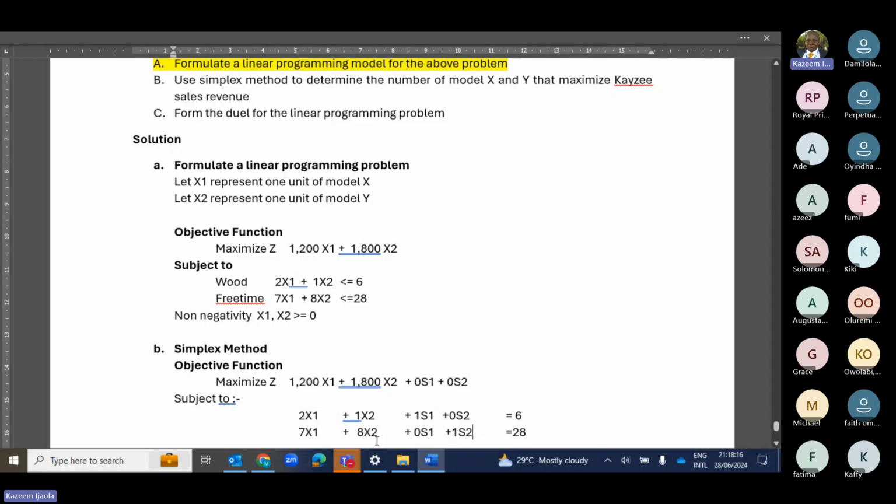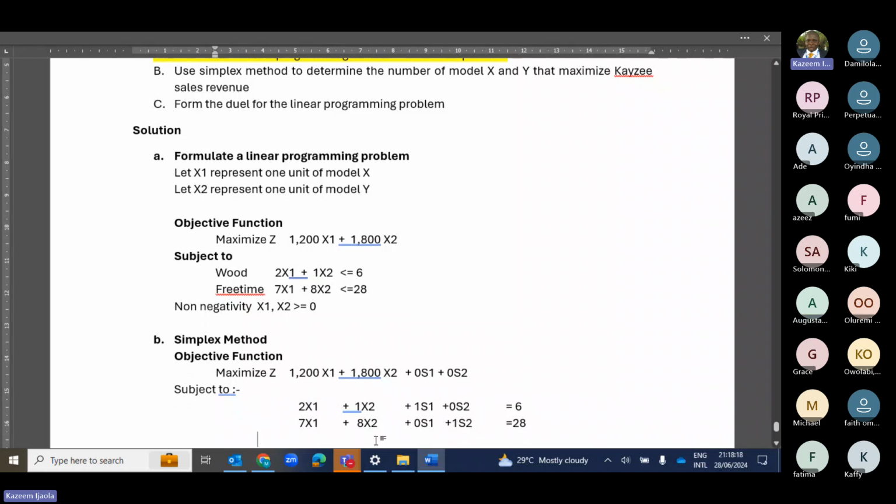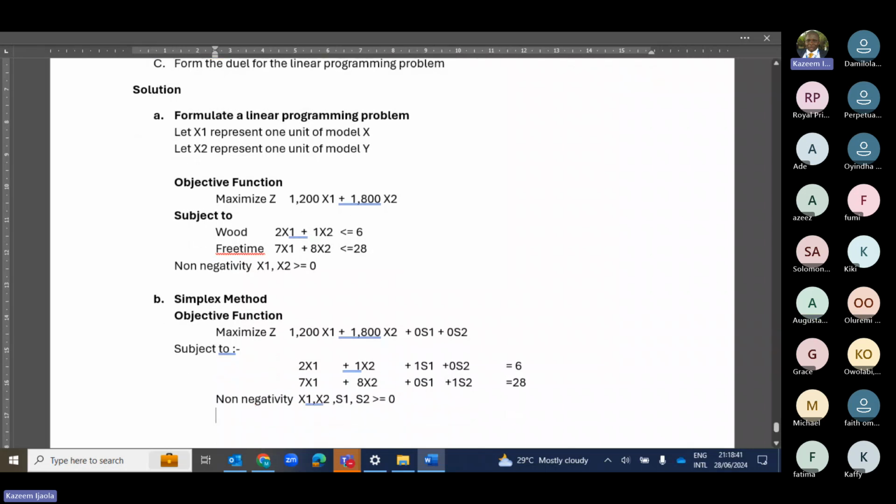Once you have done this, just do your non-negativity constraint. So non-negativity will be x1, x2, then we have S1 and S2. Everything will be greater or equal to 0. So this is our simplex equation.